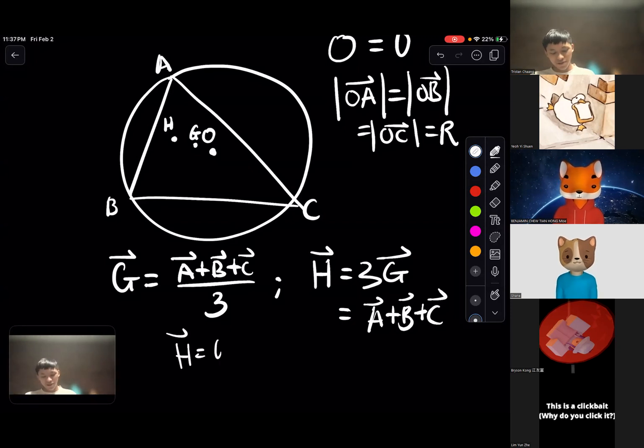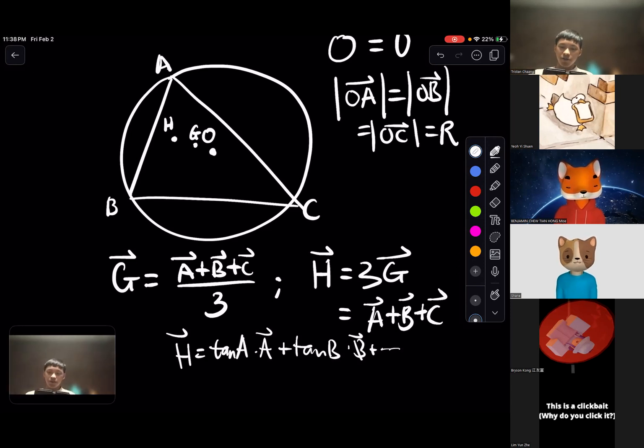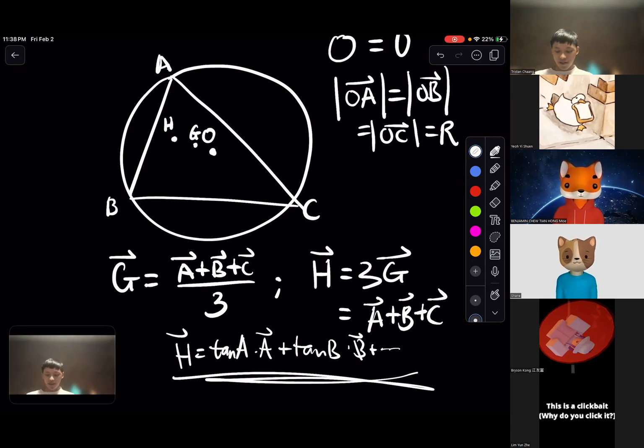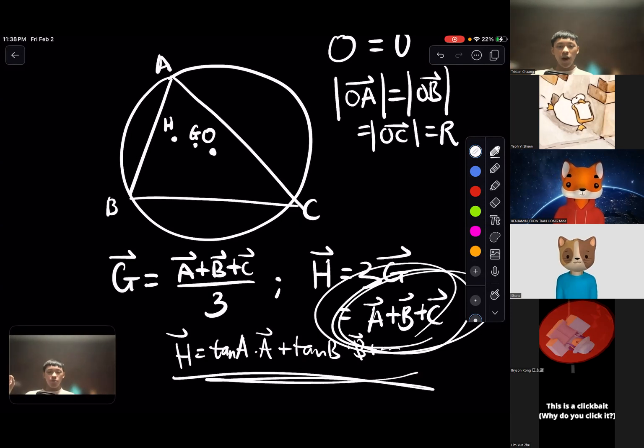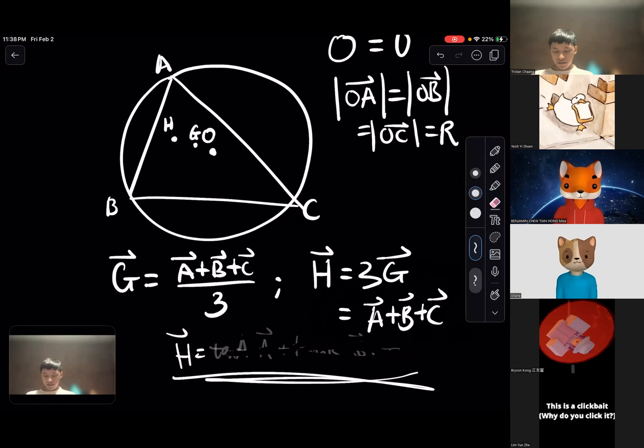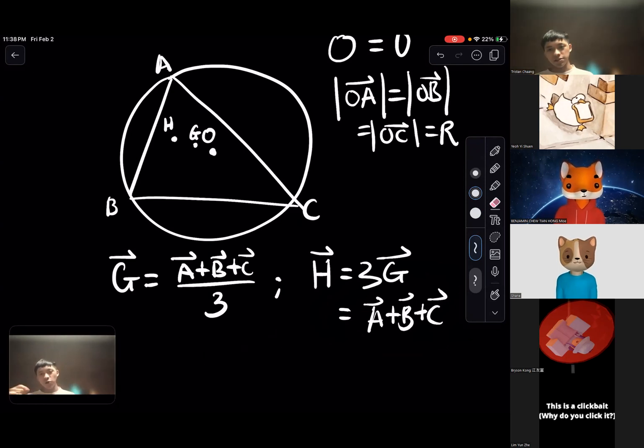Like if you want to use the barycentric one, which is tangent A times A, tangent B times B, and so on, this is still correct, right? The thing about two-dimensional vectors is that if you have 3 vectors, there are many ways to write it in terms of the mixture of those 3 vectors. This barycentric one is independent of the origin you pick. It doesn't matter where O is. This will be true. But this one matters where you put O. And in this case, we put the origin at the circumcenter, and we can get this nicer form. Right. So now H has a better form if O is the circumcenter.